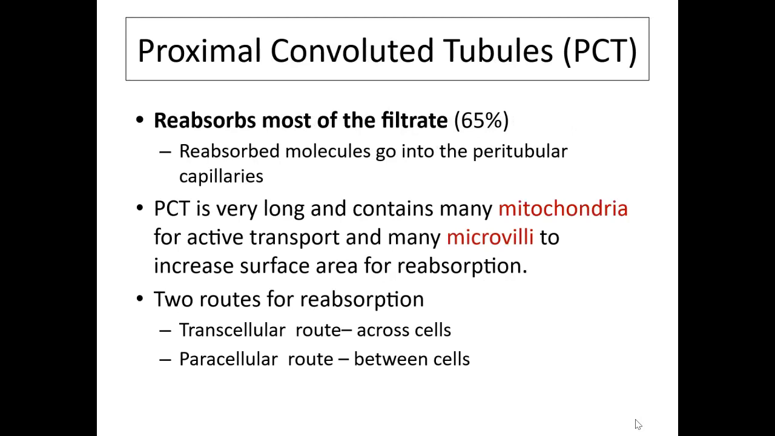65% of the filtrate gets reabsorbed in the proximal convoluted tubule. This part of the nephron is packed with mitochondria needed to carry out the active transport mechanism required for substances to cross the membrane and back into the peritubular capillaries. The routes taken for reabsorption can be for the substance to pass through the epithelial cells of the tubule, the transcellular route, or in between the cells, the paracellular route.